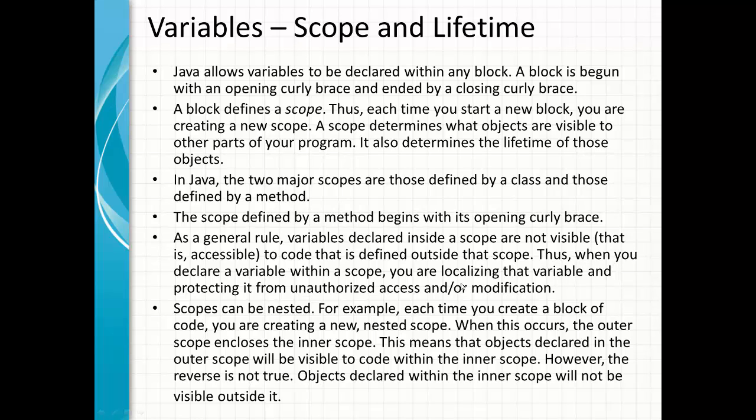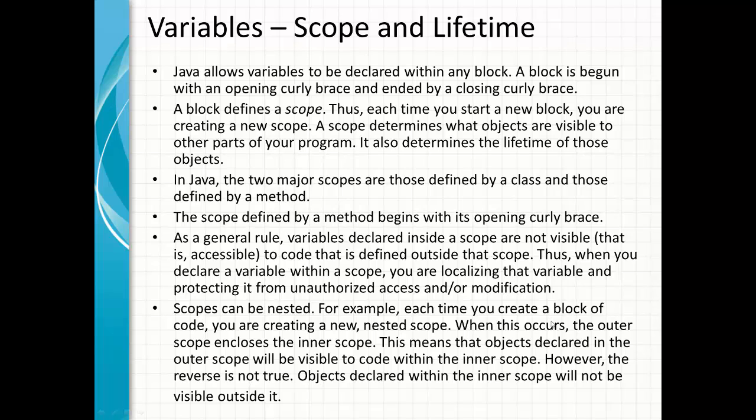Thus, when you declare a variable within a scope, you are localizing that variable and protecting it from unauthorized access and modifications. That is one of the major object-oriented principles: to hide, to save our variables from the outside.